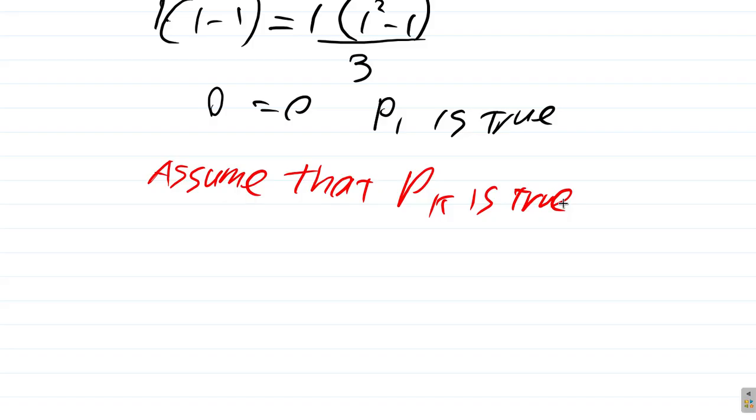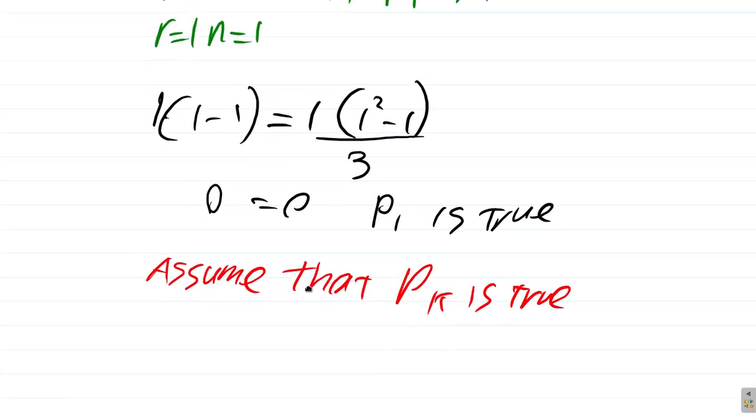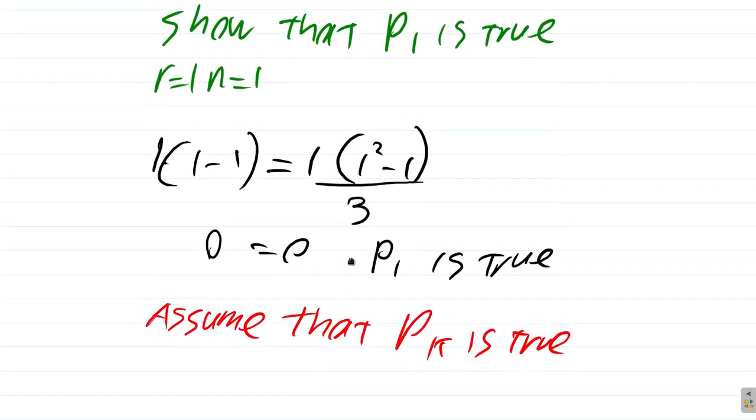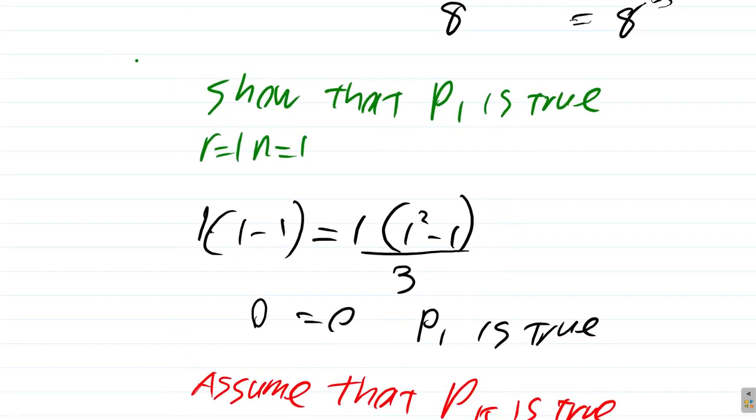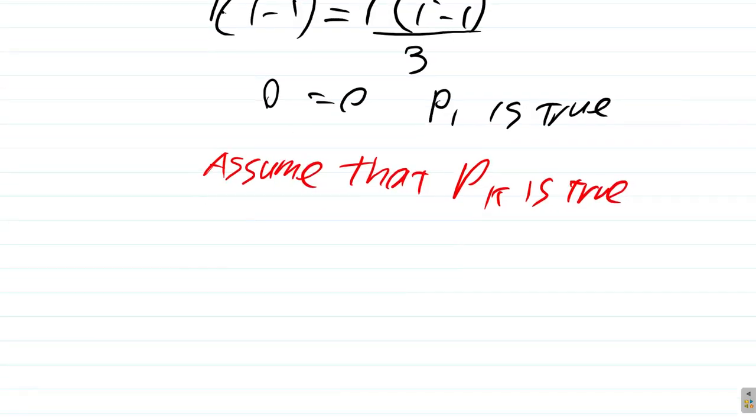So k now is not a specific number. It can be any number you want. It's a variable. Alright? So there can be no argument about whether you are missing out a number. There's going to be an argument about what happened after the k, but we'll see that later on. So you assume that Pk is true. So when that happens, n is equal to k. So let's write that down.